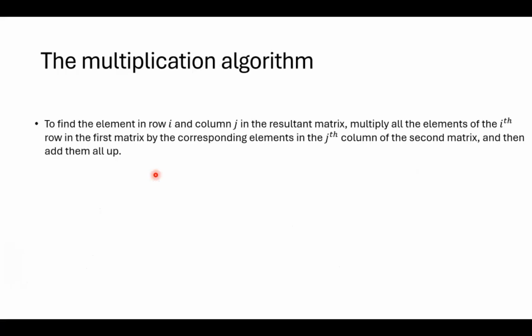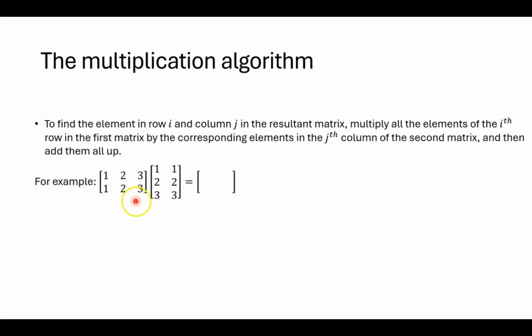After checking, we now need to actually perform the multiplication of the matrices. The way to do that is, if you want to find the element in row i and column j in the resultant matrix, you need to multiply all the elements of the ith row in the first matrix by the corresponding elements in the jth column of the second matrix, and then add them all up. Now this is another mouthful for you, but don't worry, I will show you a lot of examples to help you get used to it. This matrix multiplication might seem hard at first, but after you do a lot of practice questions, it will be very easy for you.